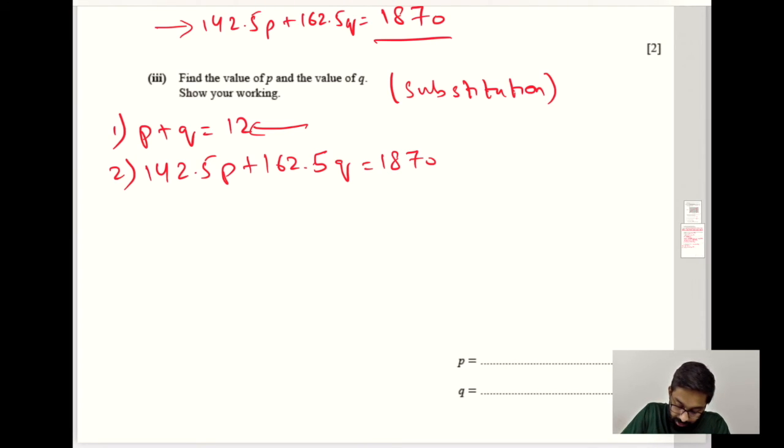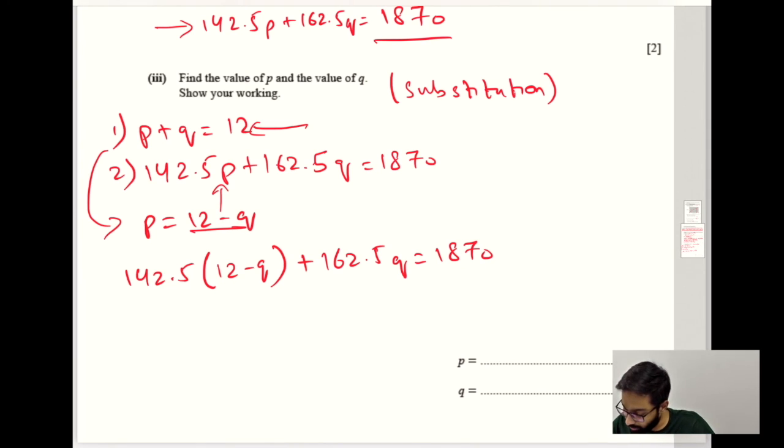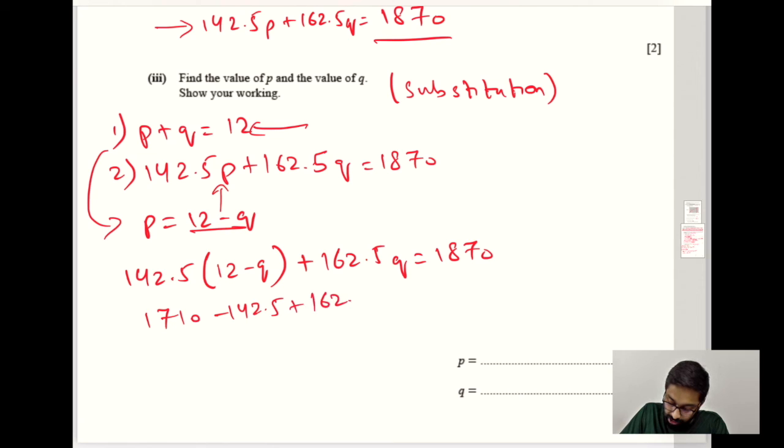I will substitute this equation into the larger equation. So if I convert this into P equal to 12 minus Q, and let's put this value into this P over here. So we write 142.5 and we plug in the value of P, which is 12 minus Q, plus 162.5 Q is equal to 1870. Let's multiply 142.5 by 12. 142.5 multiplied by 12 gives us 1710 minus 142.5 Q plus 162.5 Q is equal to 1870.